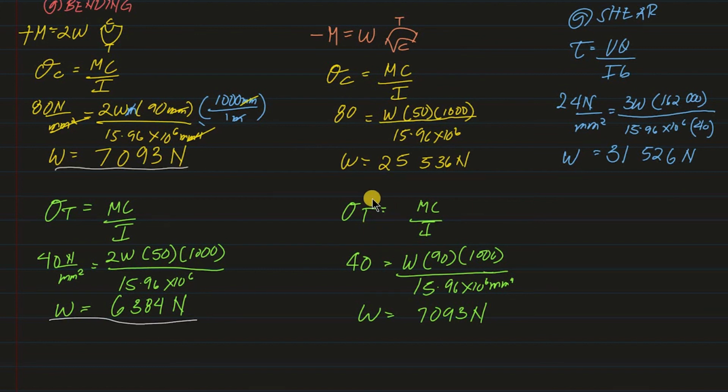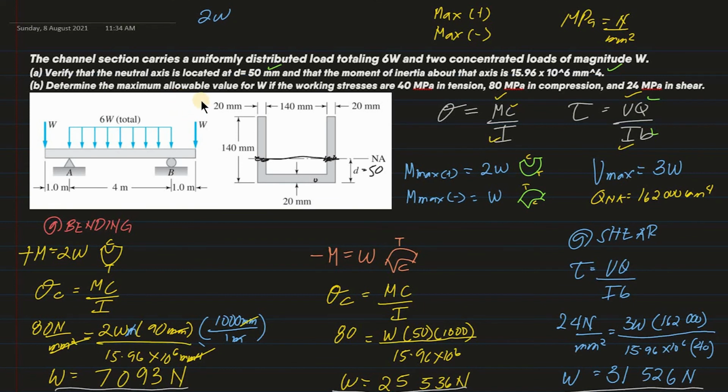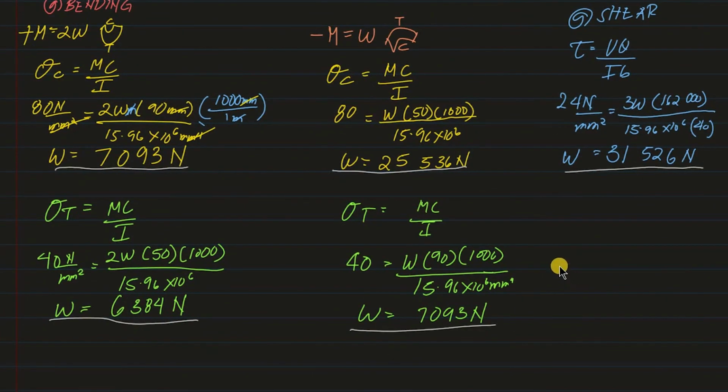Ito, tsaka ito. Okay, so tingnan ulit natin yung tanong. Ano yung maximum allowable value ng W? So, these are the 5 choices for W. So, ano yung pipiliin mo? Ano yung pipiliin natin mga Bs? Pipiliin natin yung pinakamababa, of course, di ba? So, from this 5, this is the lowest, which is 6384 newtons.